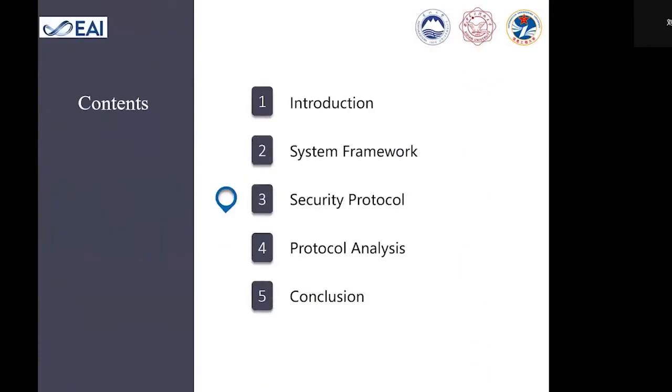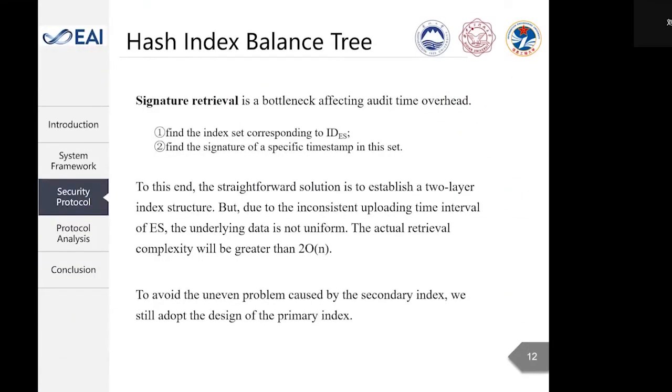The third section is security protocol. At first, I will introduce the index structure HEFT. The motivation of this work is that signature retrieval is a bottleneck affecting audit time overhead. The straightforward solution is to establish a two-level index structure, retrieve the ID, and then find the signature. But due to the inconstant uploading time of ES, the underlying data is not uniform. The actual retrieval complexity will be greater than O(1).